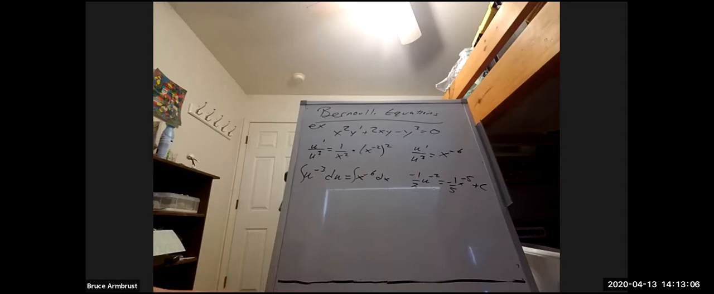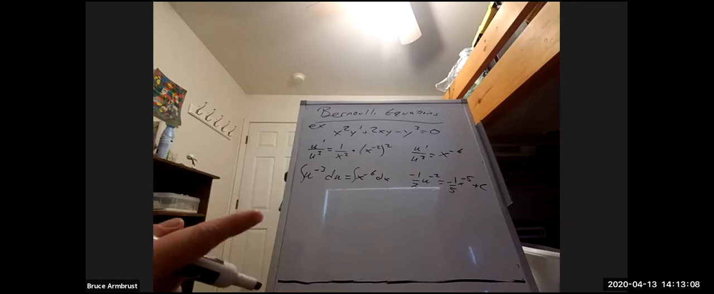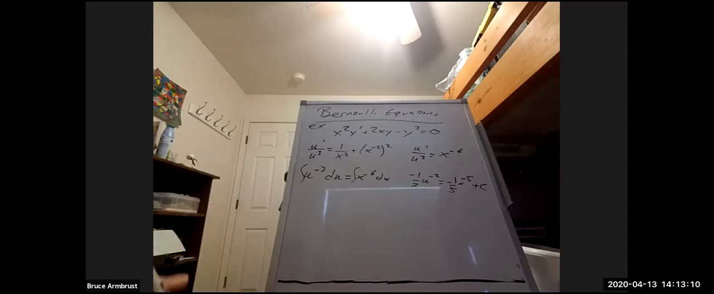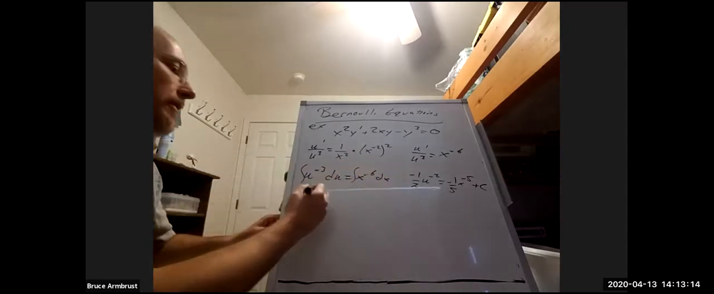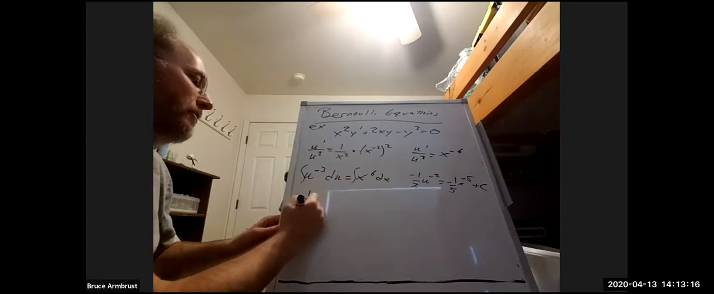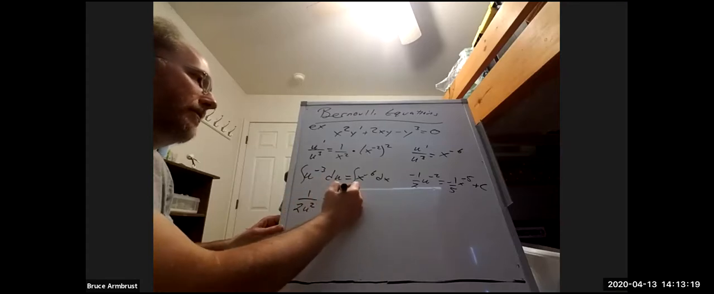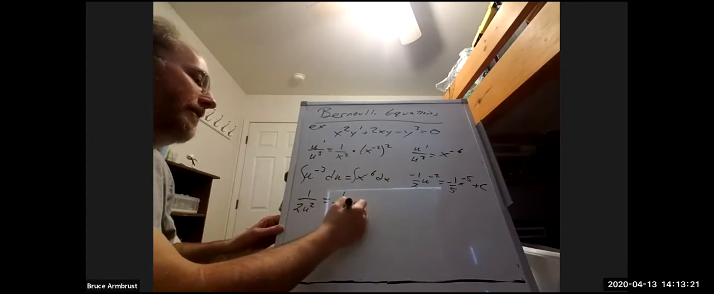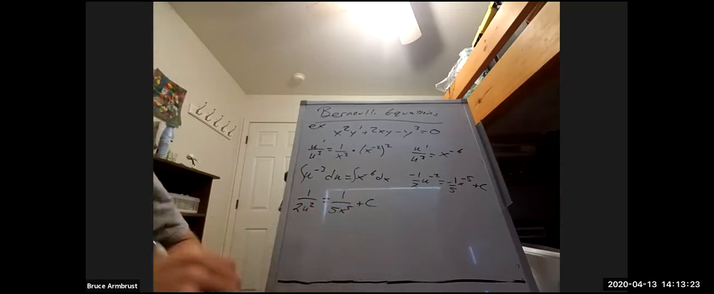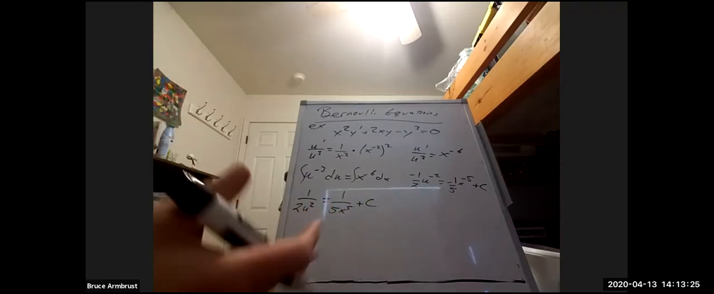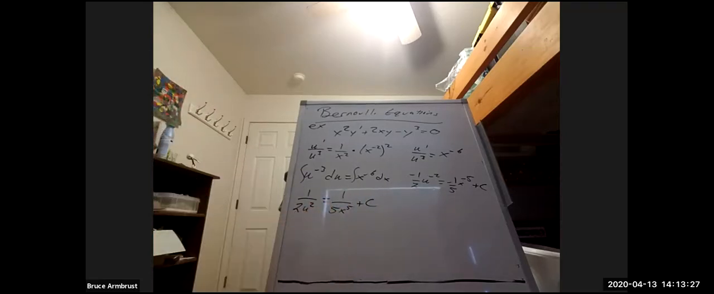All right, so now that's an implicit form, but let's get it as an explicit form. So I'm going to multiply by minus 1. So I get 1 over 3u cubed equals 1 over 5 x to the 5th plus c. This is a new c. It's now the negative of the other c.